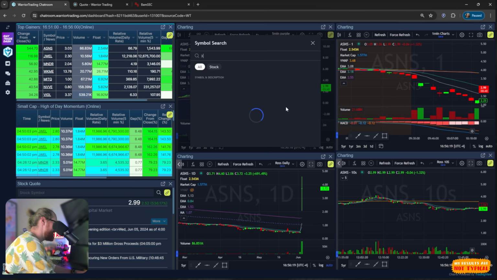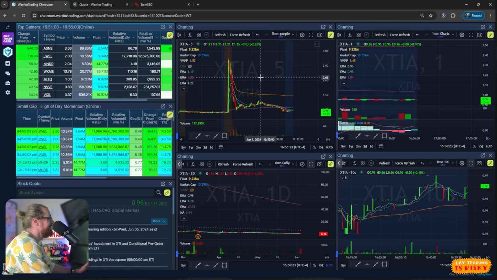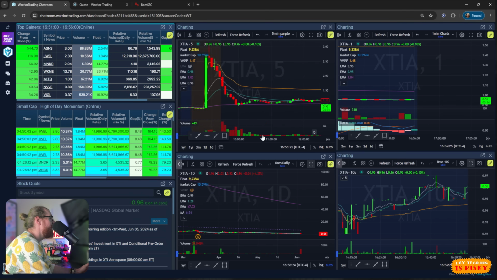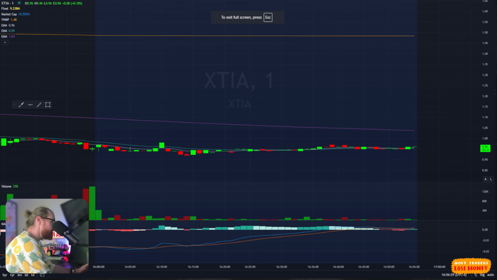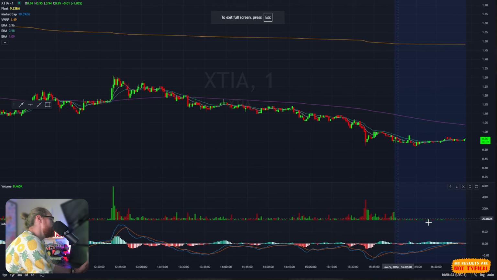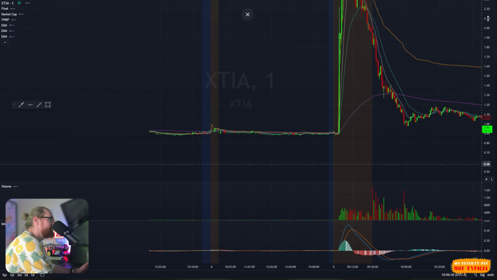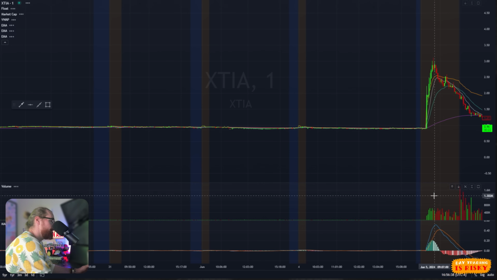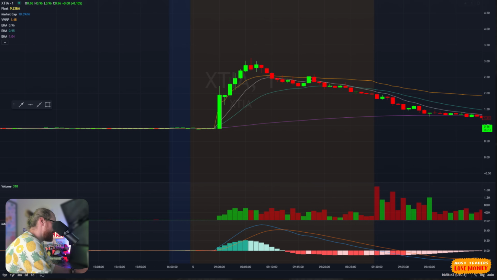The second stock I traded, XTIA, was kind of insane. This went parabolic pre-market and then came all the way back down. So I rode the momentum. As a momentum trader, I look for something that's moving. I jump on the momentum, and that's exactly what I did. I took my biggest position on this at, I think it was, let me go back and look.